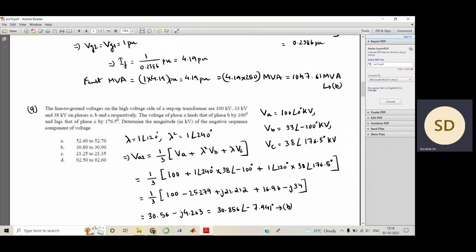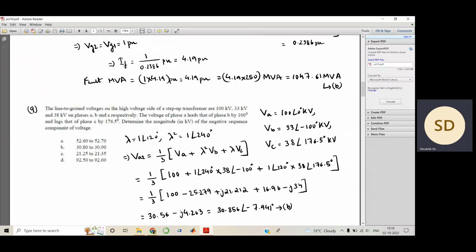Now they are saying that phase A leads that of phase B by 100 degrees, or we can say that phase B lags phase A by 100 degrees. Therefore, phase B would be 33 at an angle of minus 100 kV, and phase A lags phase C by 176.5. Hence, phase C leads phase A by 176.5. So it is 38 at an angle of 176.5.